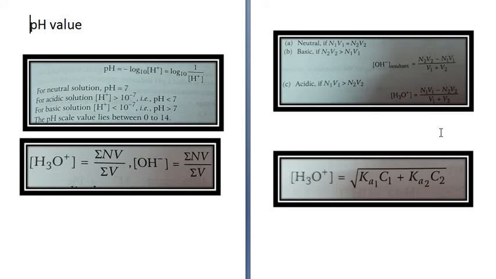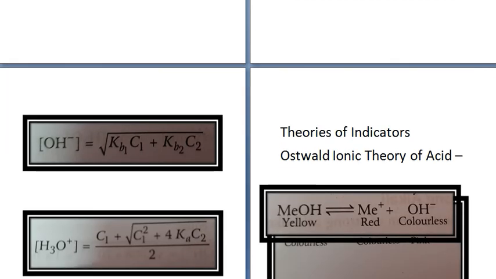Total H3O+ concentration in a mixture of two weak acids is given by the formula: H3O+ concentration is equal to the square root of (Ka1C1 plus Ka2C2), where Ka1 and Ka2 are ionization constants of the two weak acids and C1 and C2 are their molar concentrations. So these formulas you have to remember, and numericals on these formulas can be asked.